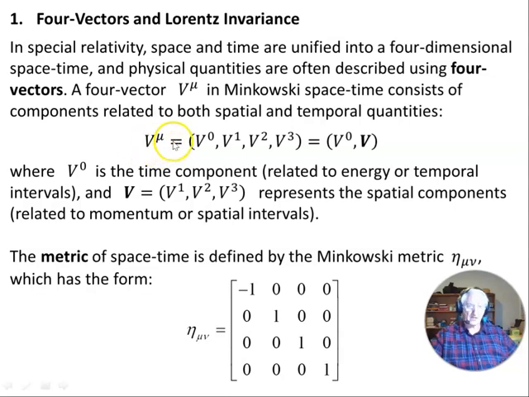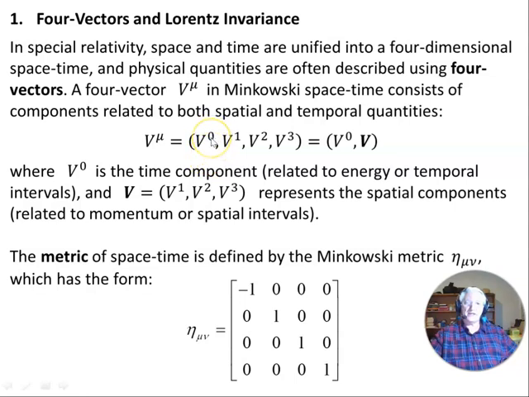But often in videos, I like to include the basis vectors as well, just for completeness and to give what I think is an overall picture. Anyway, so a four vector, capital V mu, in Minkowski space-time consists of components related to both spatial and temporal quantities, I should say. So V1, V2, V3 are the spatial part, represented as capital V, a three vector, whereas the whole thing here is a four vector.